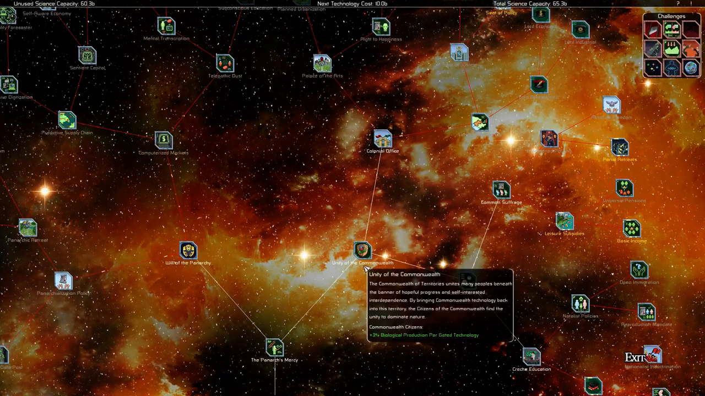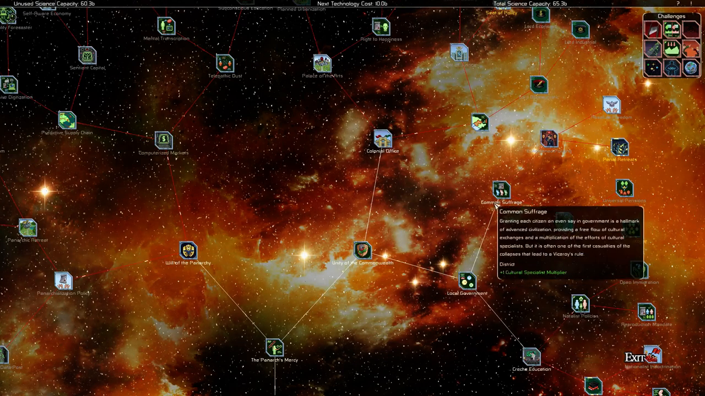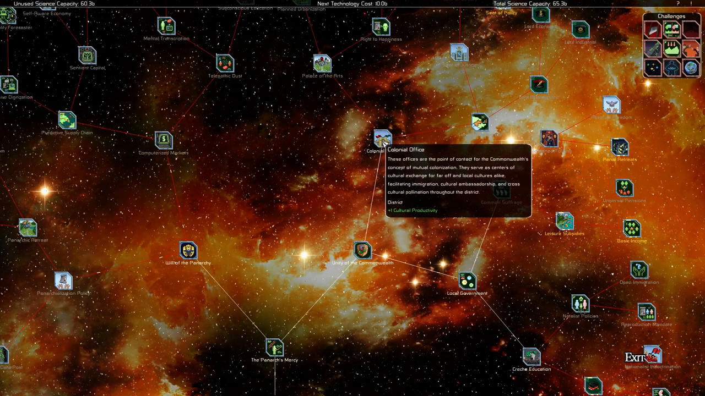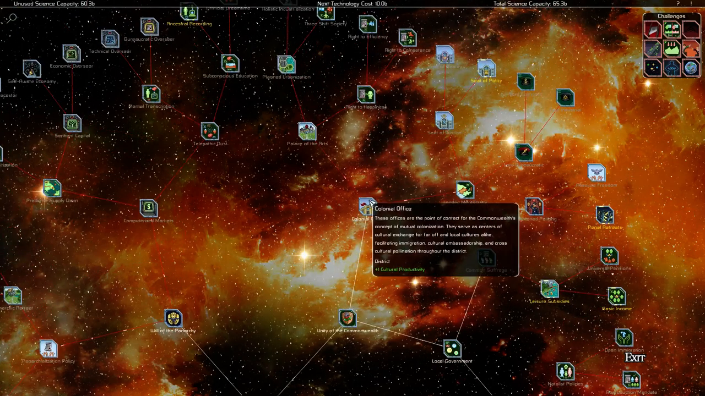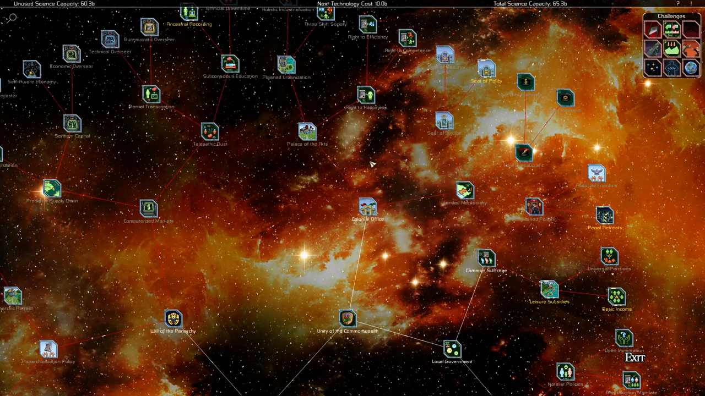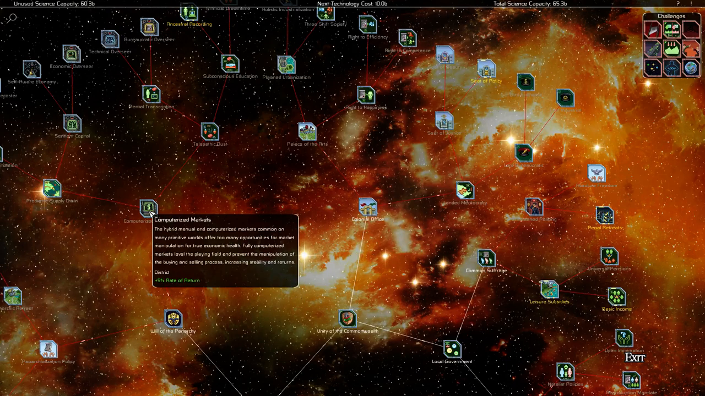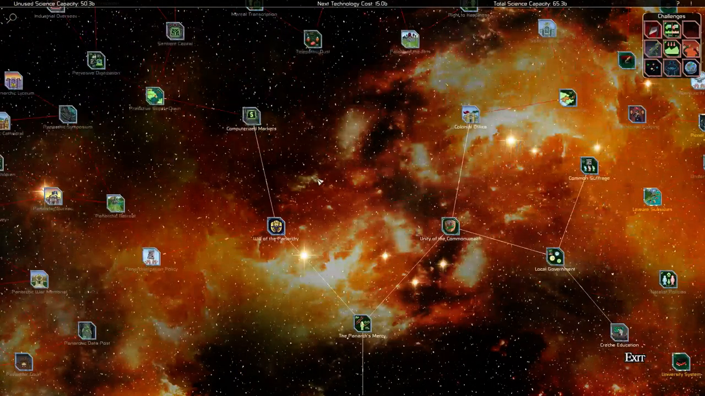So we already have that, and we already have unity of the Commonwealth, so we can adopt, say, common suffrage. Each citizen of the government is a hallmark of advanced civilization. So we have a cultural specialist multiplier, cultural productivity. I like that. Did I already get that one? Oh, I might have. We could do computerized markets. What's that one? Hybrid, 5% rate of return. I like the sound of that. Yeah, give me that.